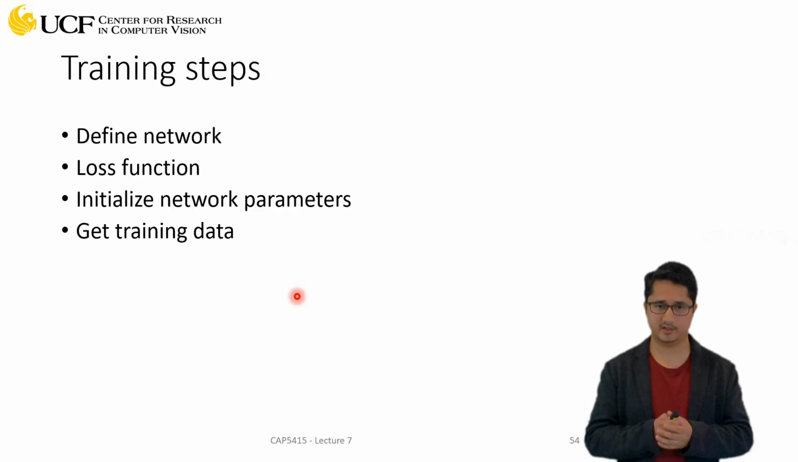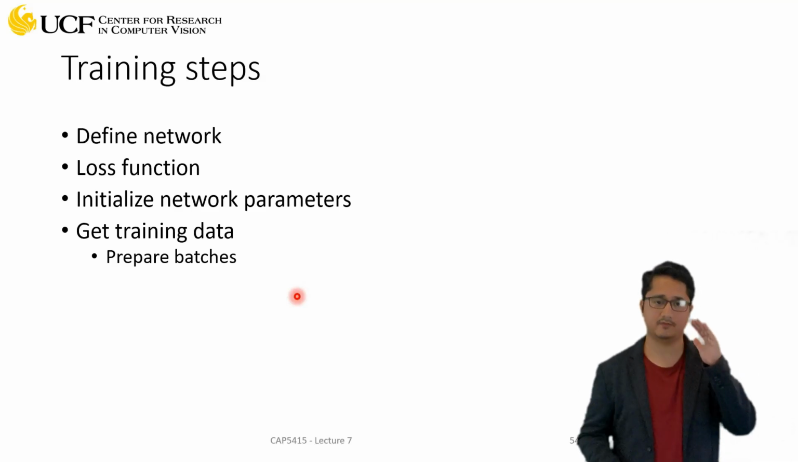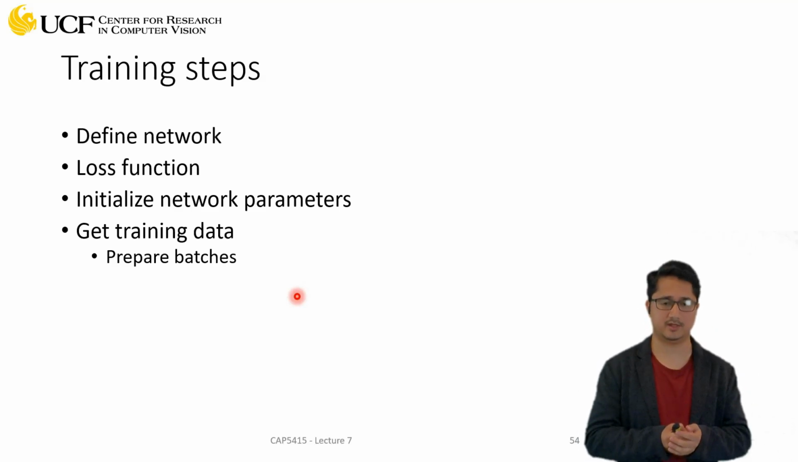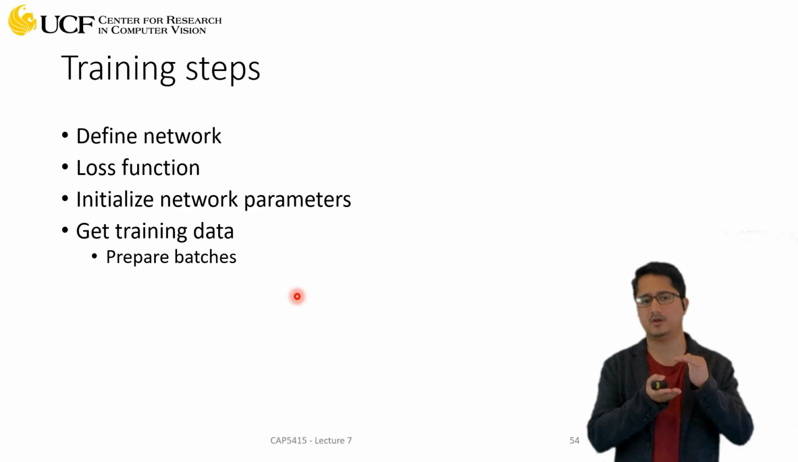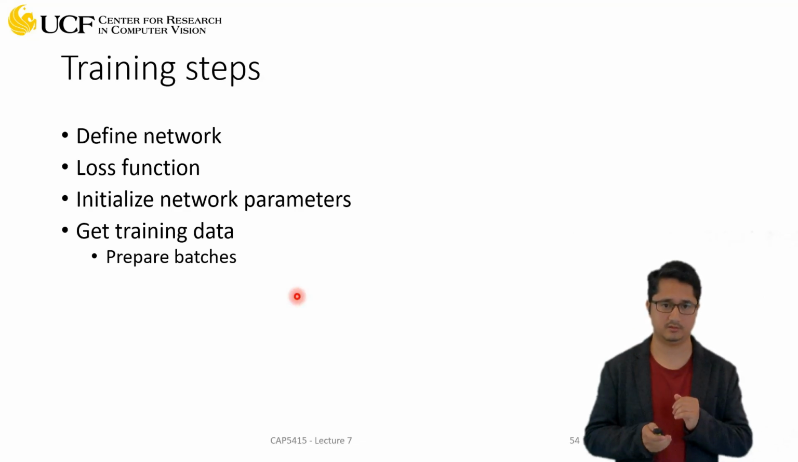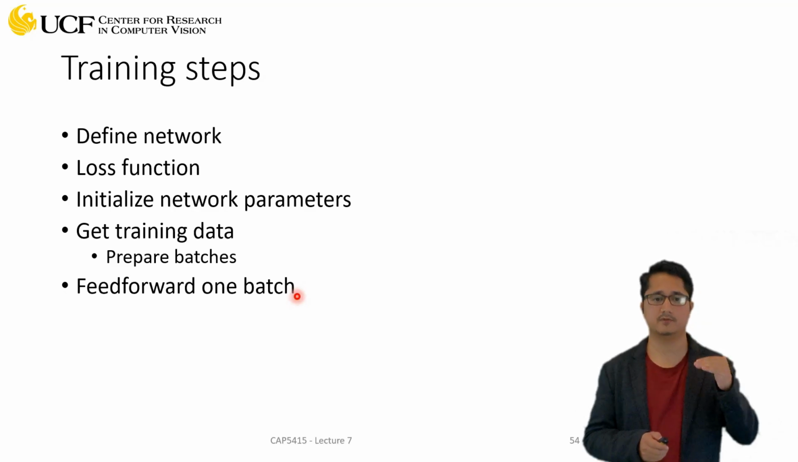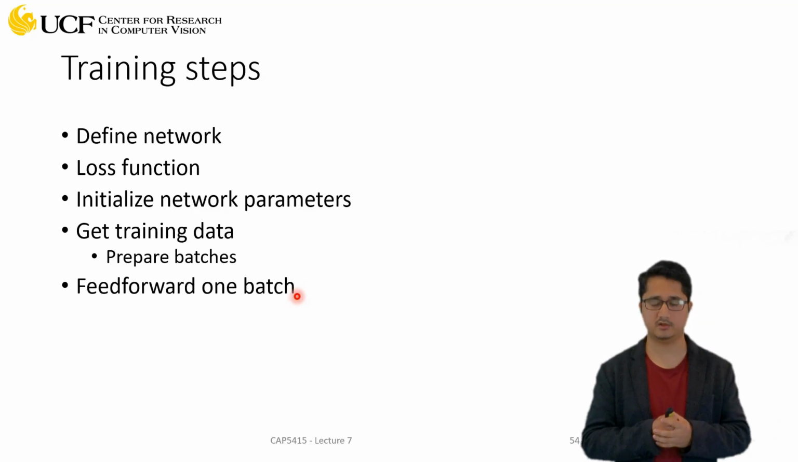Then you will have the training data. And with that training data, with the steps which we discussed earlier, you will randomly shuffle it. You want it to be stochastic. And then you will prepare batches, like the number of samples which you will use to train your network for one iteration.